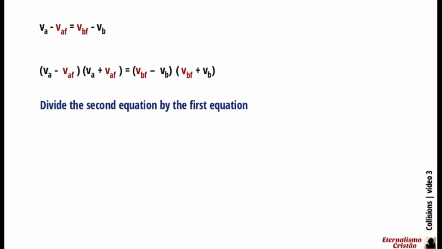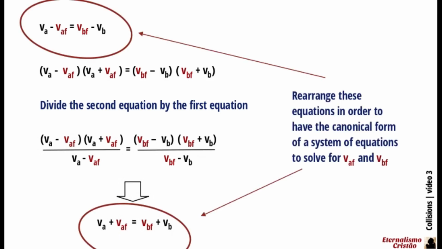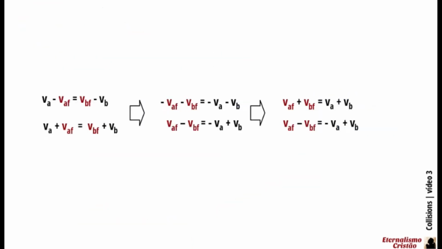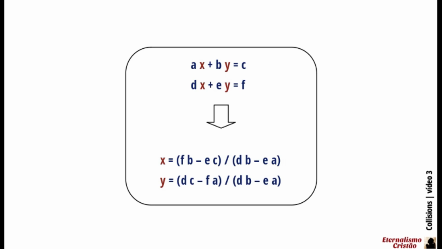Divide the second equation by the first equation. Rearrange these equations in order to have the canonical form of a system of equations, to solve for the final velocities of the bodies A and B. Solve the system of the two equations. Use the known algorithm.